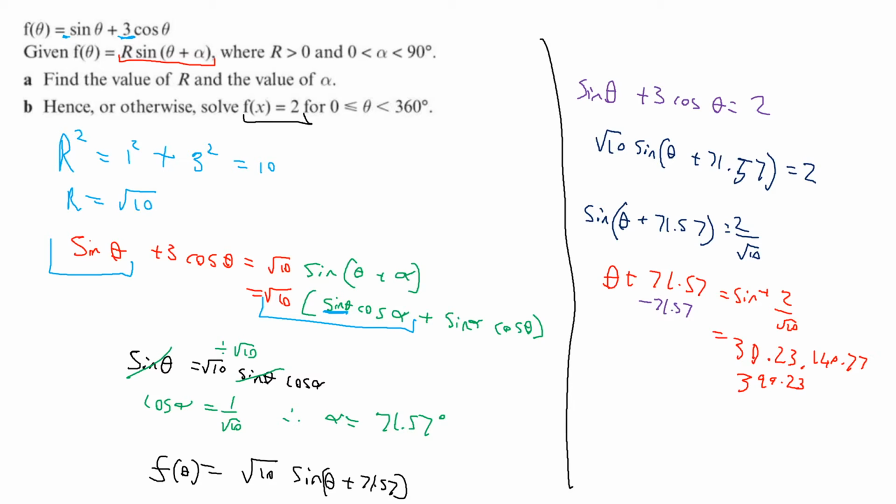Okay? And now if we subtract 71.57 on each side, theta is just going to be, we can get rid of this 39.23 because it's going to be a negative number. That's not in our range. My other values are going to be 69.2, and if we plug this into our calculators, 327.66 degrees. Okay? And those are our final answers.